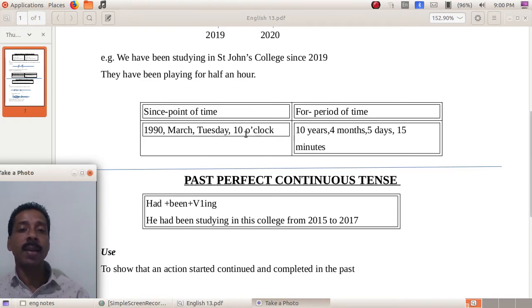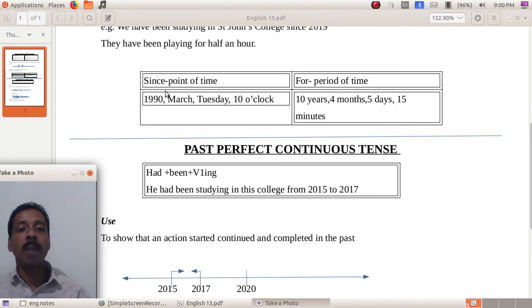So look at this chart here. Since shows a point of time, for shows a period of time. So point of time means any particular point in the past. That means if you are using since, you should mention a particular year, a particular month, day or hour. Understood? Since, particular point of time, you have to mention a particular year, month, day or hour.